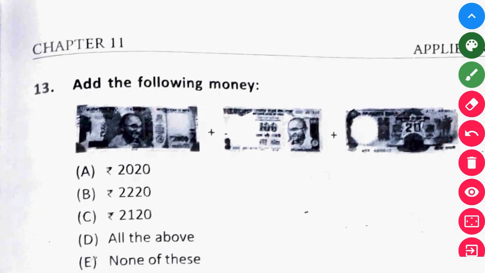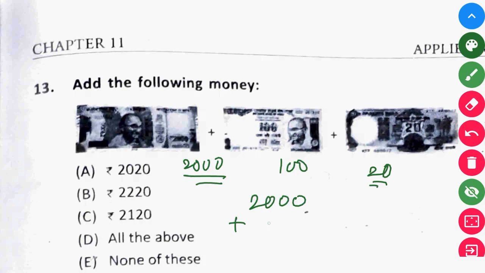Add the money. Now see, first note is of 2000 rupees, second is of 100 rupees and third is of 20 rupees. So you have to add 2000 plus 100 plus 20. So how much does it become together? 2120 rupees.